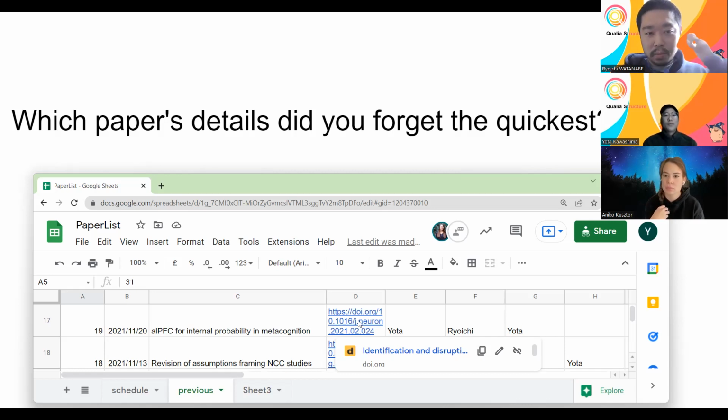But the reason why I picked this paper is that even though I found it interesting, I forgot what the implicit assumptions discussed in the paper were. So that's the reason why I picked it. Other papers, yes, I forgot probably almost everything, but this paper I really found interesting, and still I forgot the details, so I picked this paper.